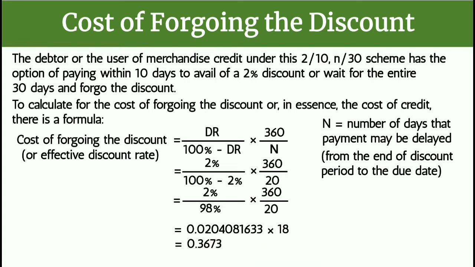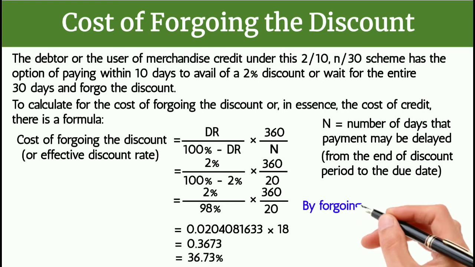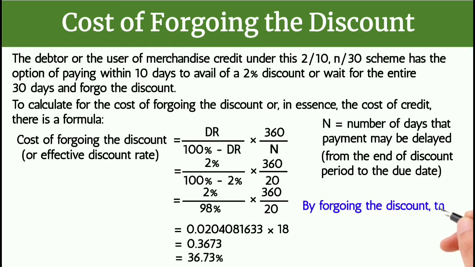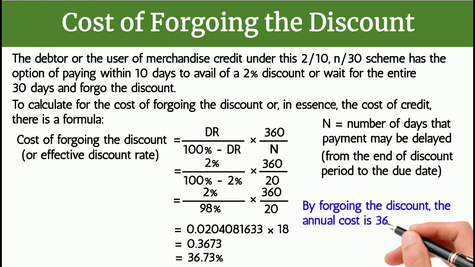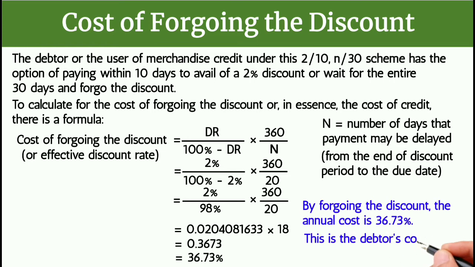Therefore, the cost of foregoing the discount or effective discount rate is equal to 36.73% in a year. By foregoing the discount, the annual cost is 36.73%. This is the debtor's cost of borrowing.